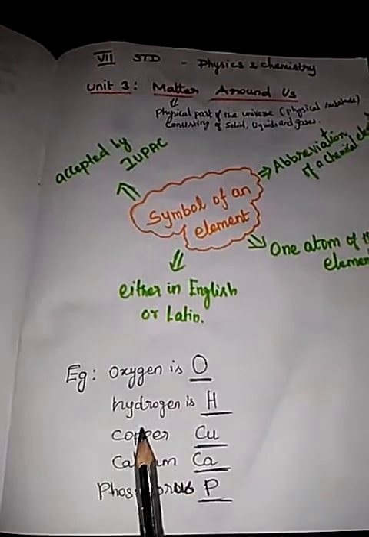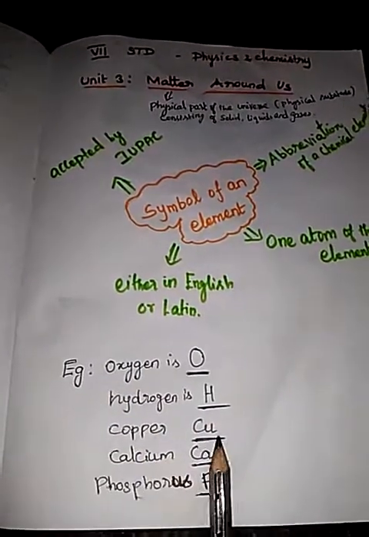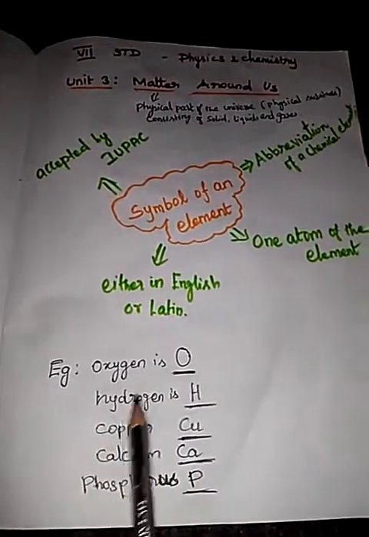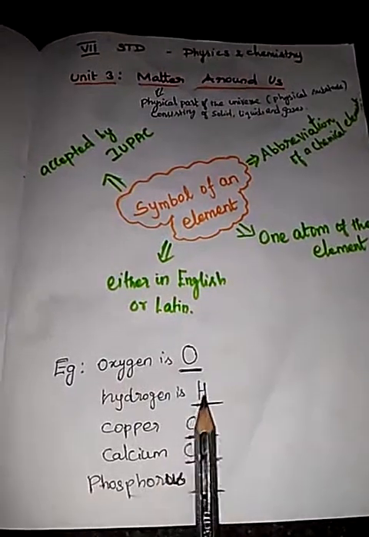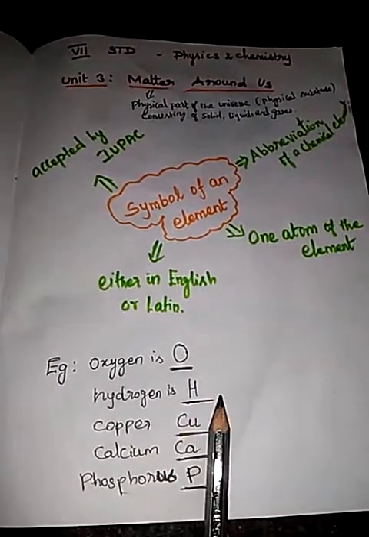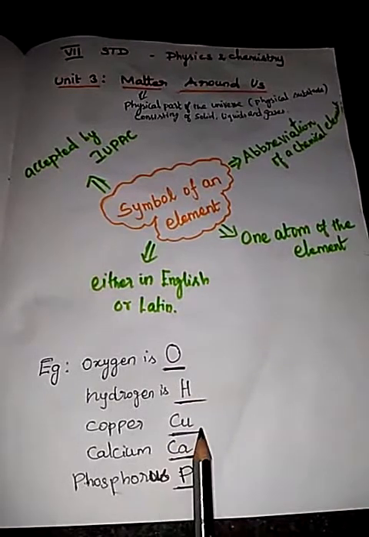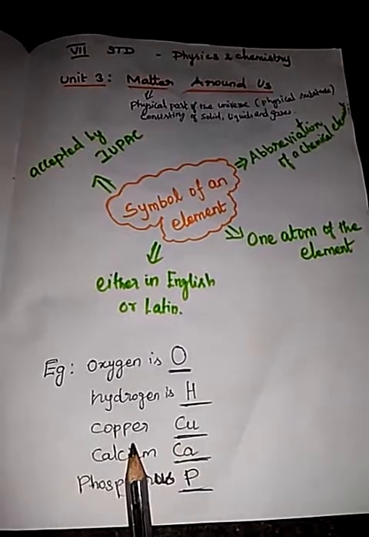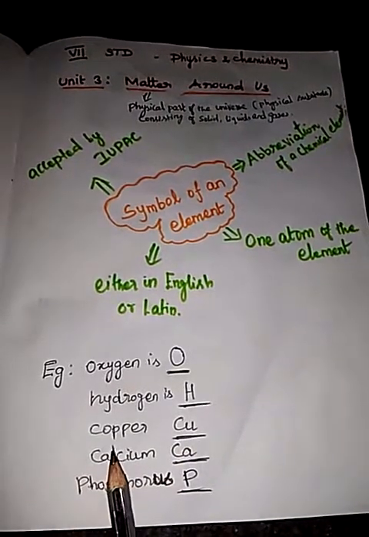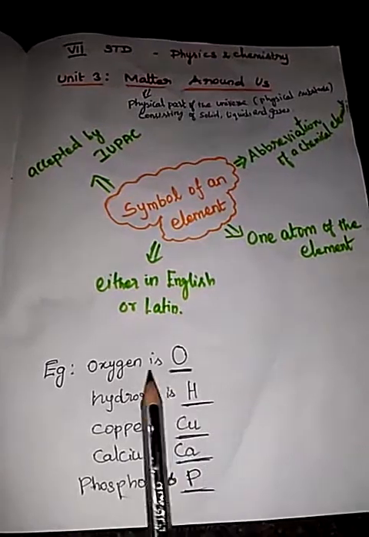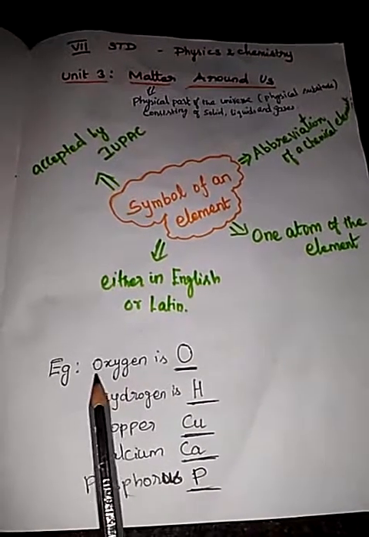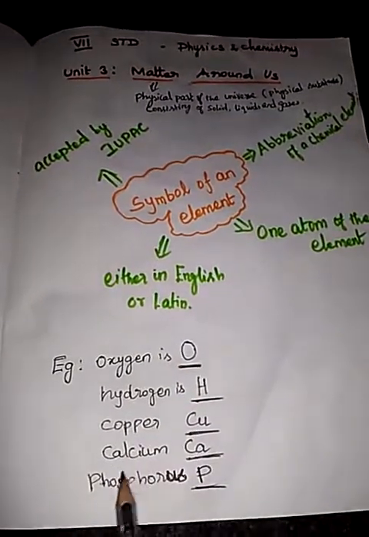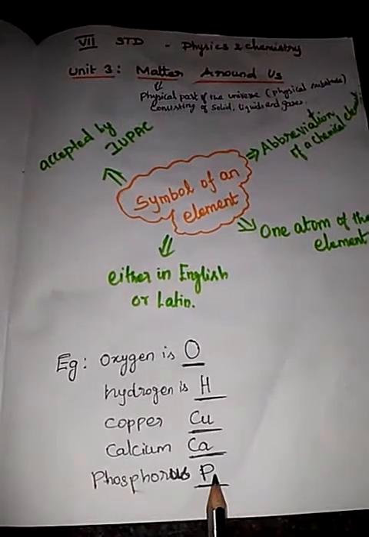Oxygen is O, hydrogen is H, copper Cu, calcium Ca, phosphorus P. Here chemical symbols consist of one or two letters. The symbols of most elements correspond to the first letter of their English name. Here oxygen, first letter O. Hydrogen H. Then here C, phosphorus P. Okay students, clear?